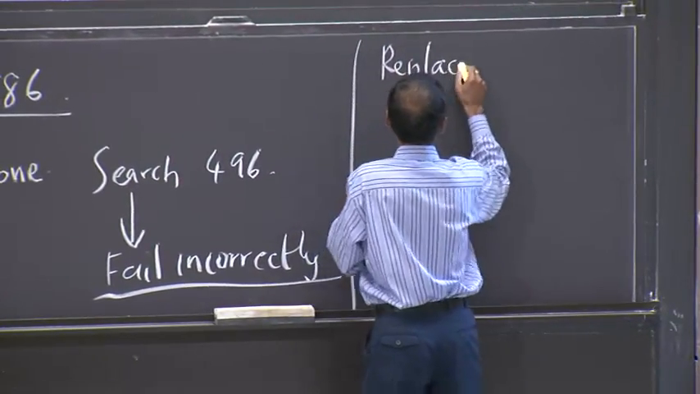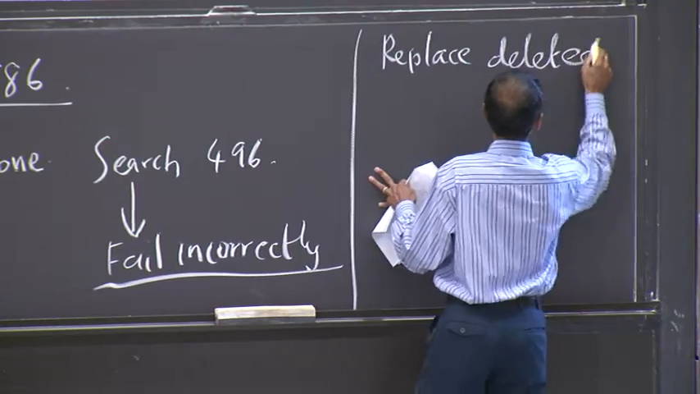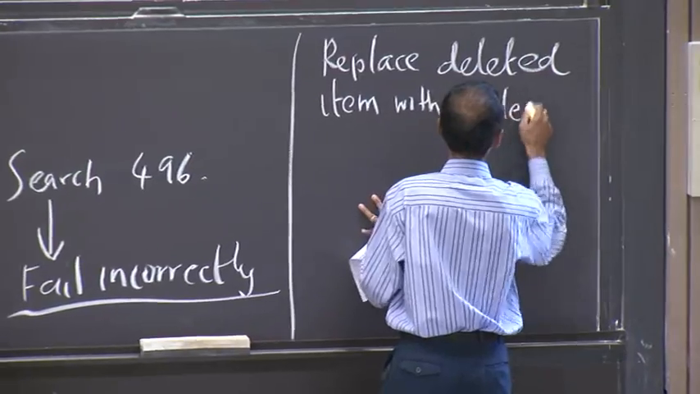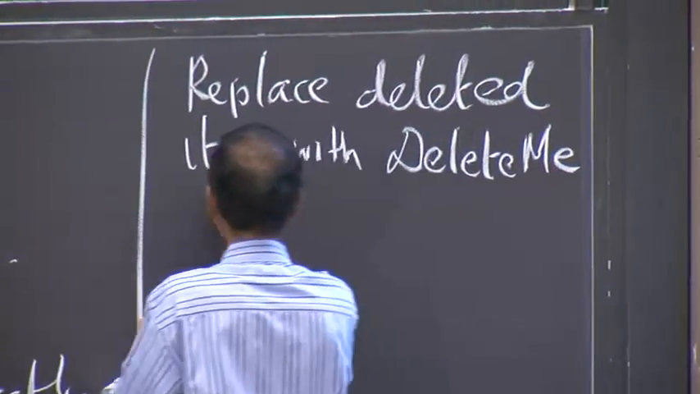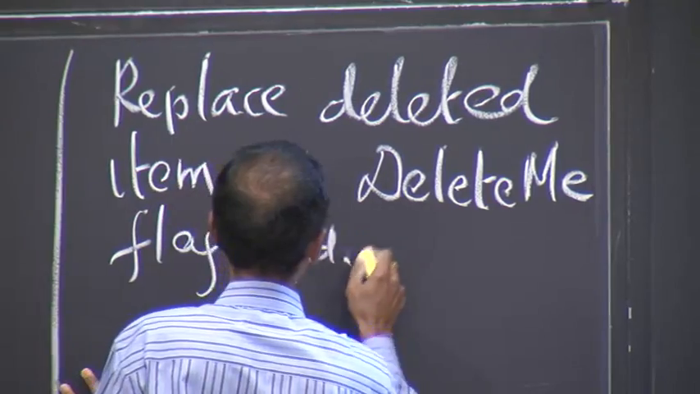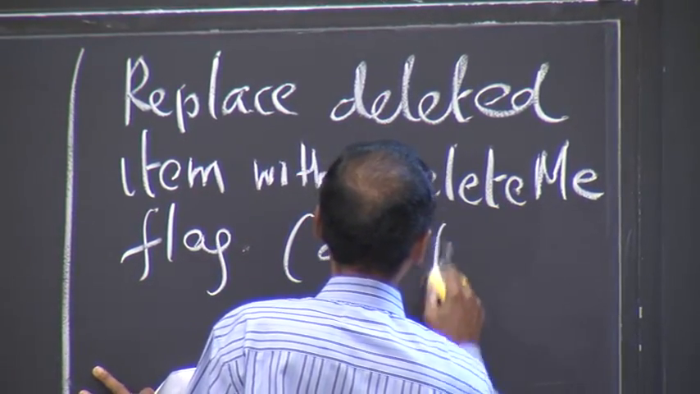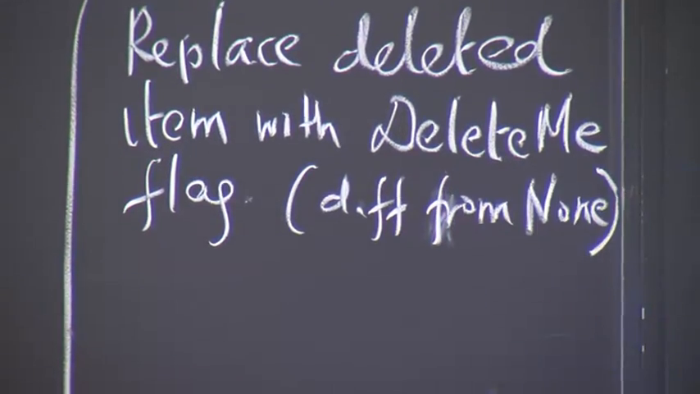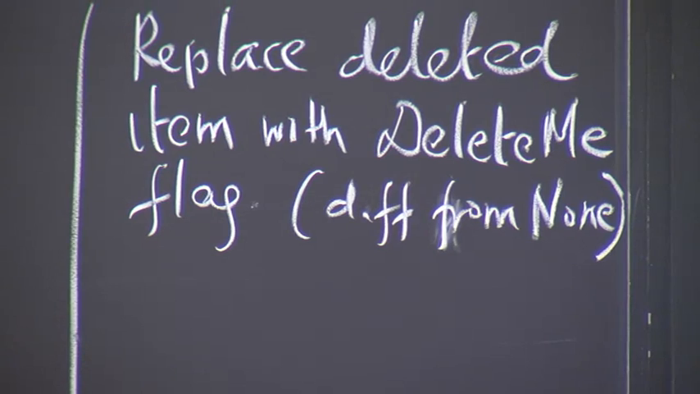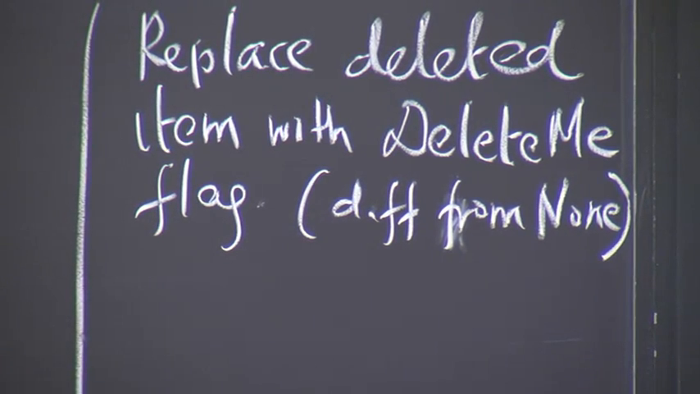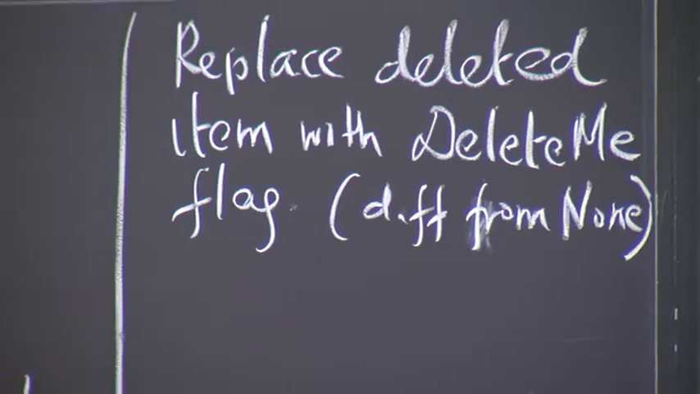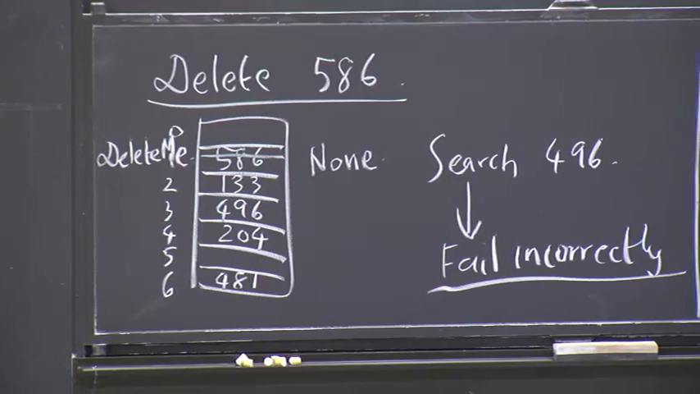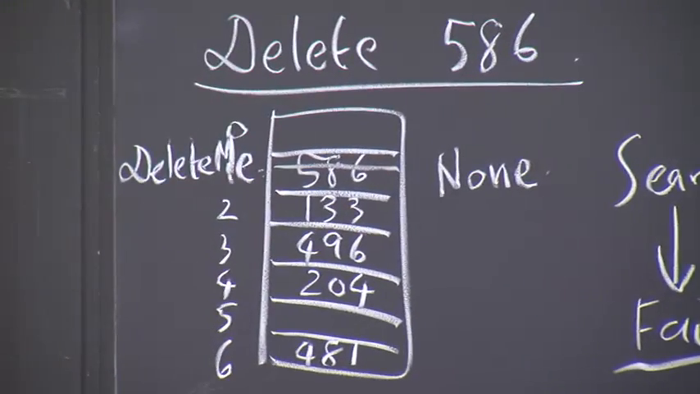When I delete something, replace the deleted item with not the none flag, but a different flag that we'll call delete me, which is different from none. And that's going to be important because now that you have a different flag and you replace 586 with delete me, you can do different things in insert versus search.